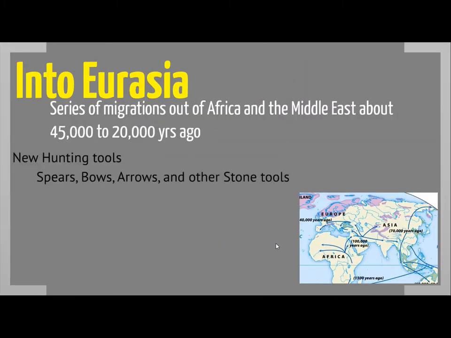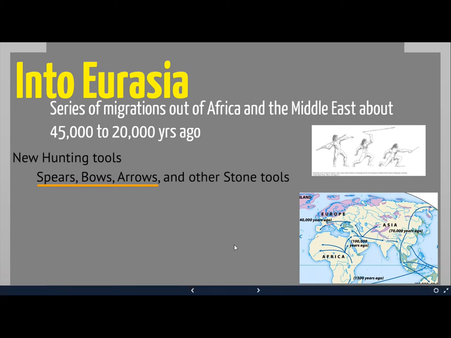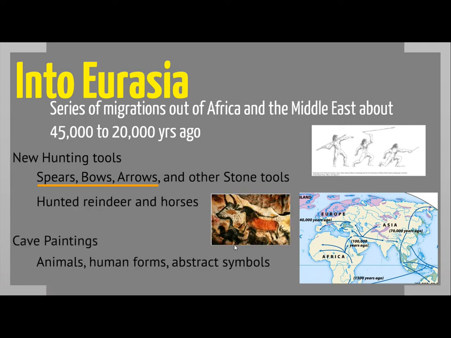So, first migrations. I'm not going to spend a lot of time on this because you don't have to know migration patterns. You just have to be able to identify the map. So forgive me if we're going a little too quickly, but again, you don't have to focus on this. You're watching a video though, so if you really want to, you can pause the video, copy down the notes, and then move on. So we see a series of migrations out of Africa and the Middle East about 45,000 to 20,000 years ago into Eurasia, into Europe and Asia.